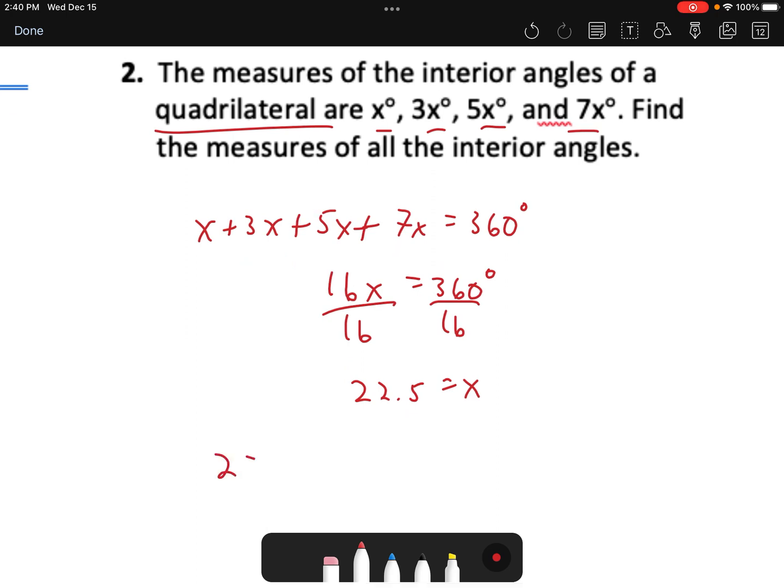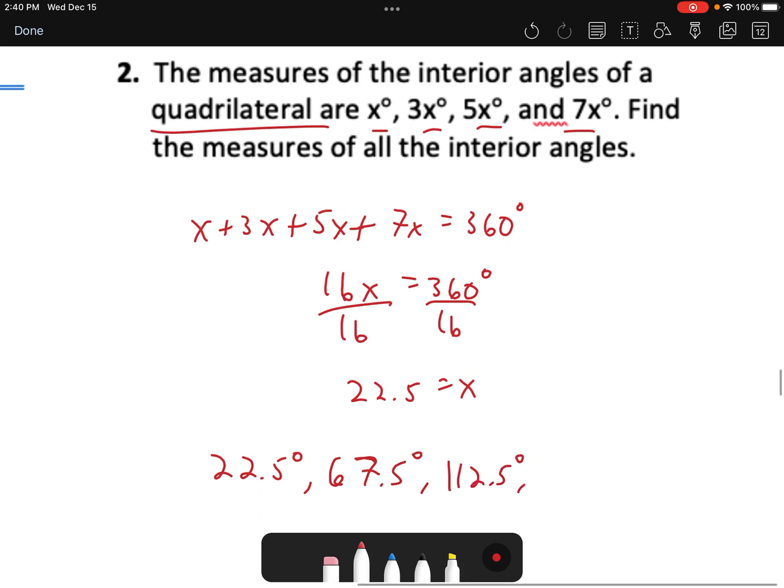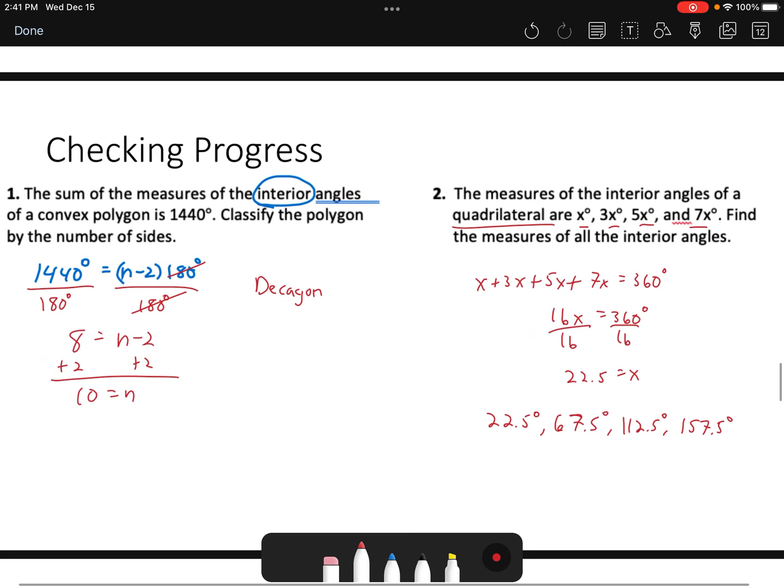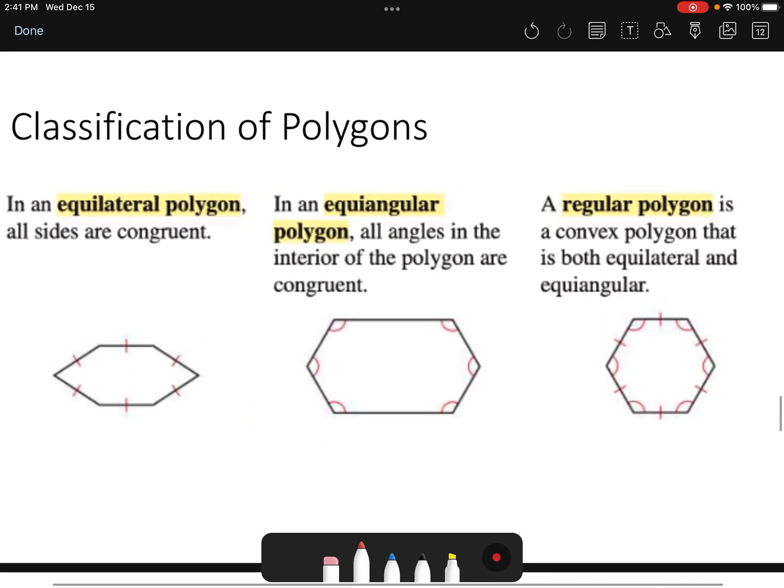Now, what are all the interior angles? Well, we know one is 22.5. Another is 3 times 22.5, which is 67.5. We know another one is 5 times 22.5, 112.5, and we know the third one is 7 times 22.5, 157.5. And there's our interior angles of our quadrilateral. Just have to use some algebra there.